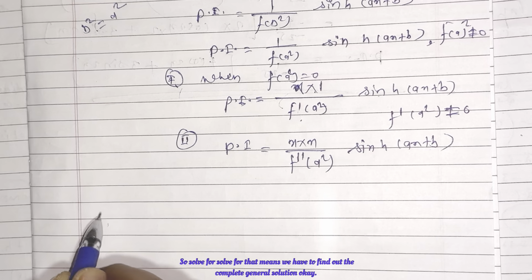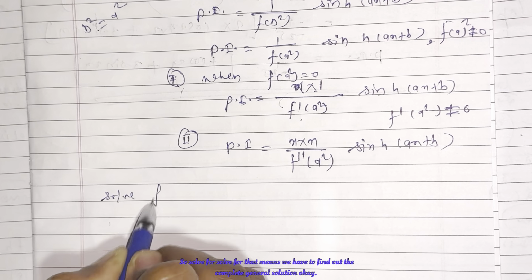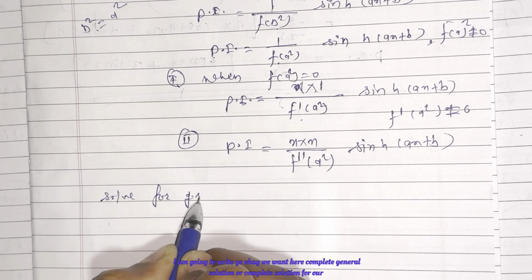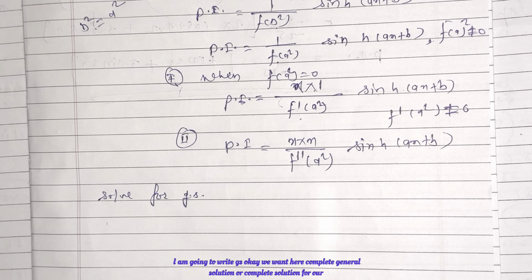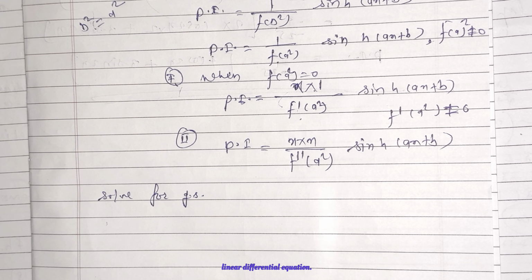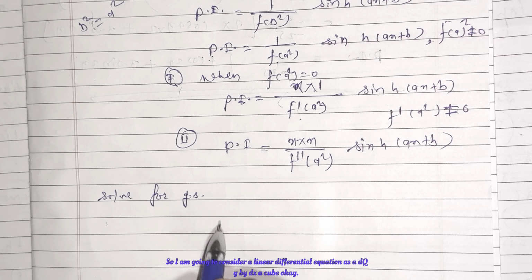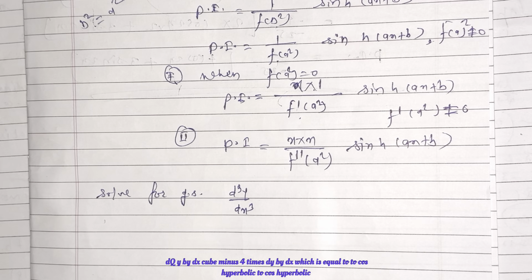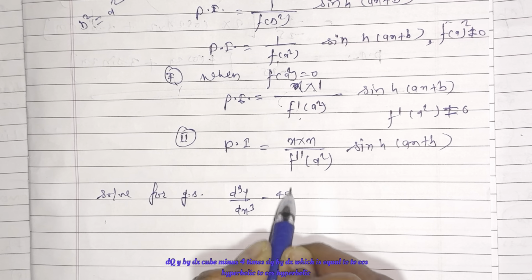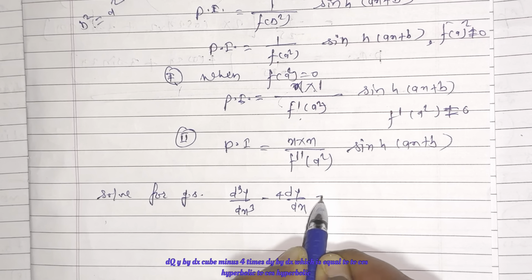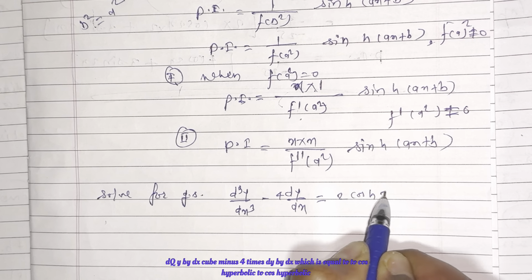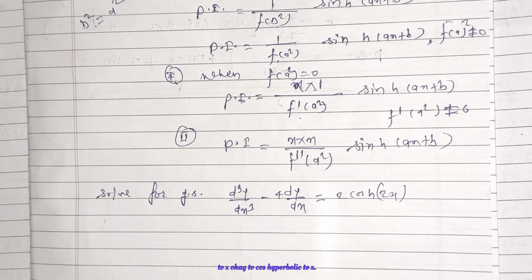Solve for the complete general solution, GS. We want the complete solution for our linear differential equation. I'm going to consider the linear differential equation d cube y by dx cube minus 4 times dy by dx, which is equal to 2 cos hyperbolic 2x.